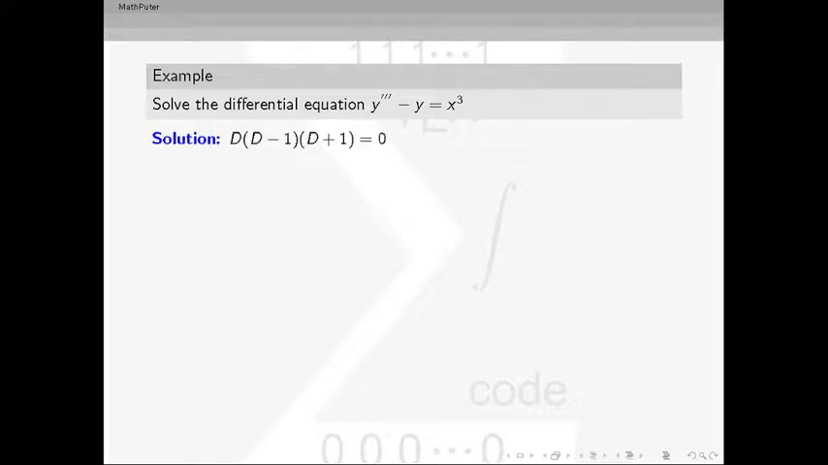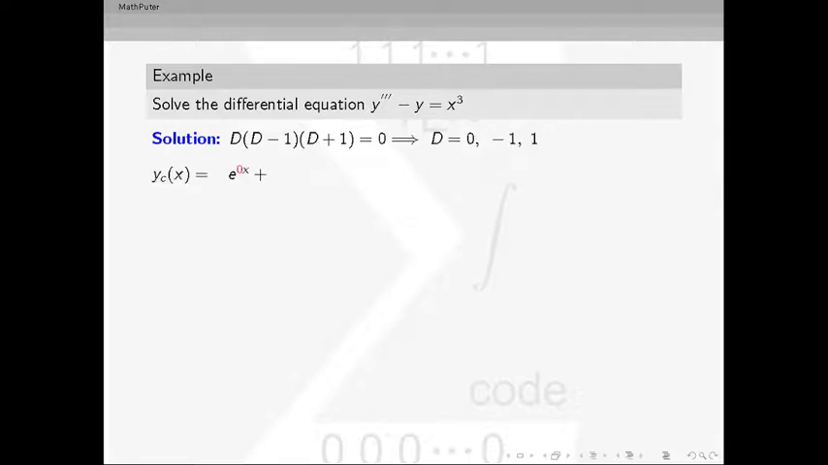This is d cube minus 1. So this is d cube minus d, right? Actually, this is y triple dash minus y dash. I made a mistake here, right? So when I take d common, then it is d square minus 1. So this is d minus 1, d plus 1 equal to 0. Please make sure about the exercise. This is y dash, not y. Otherwise, this is not true. So it has three roots: 0, 1, and minus 1.